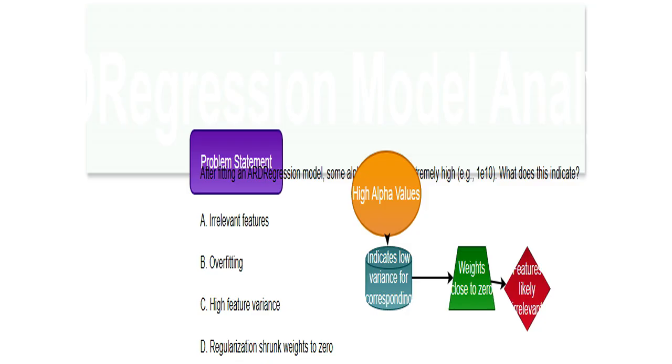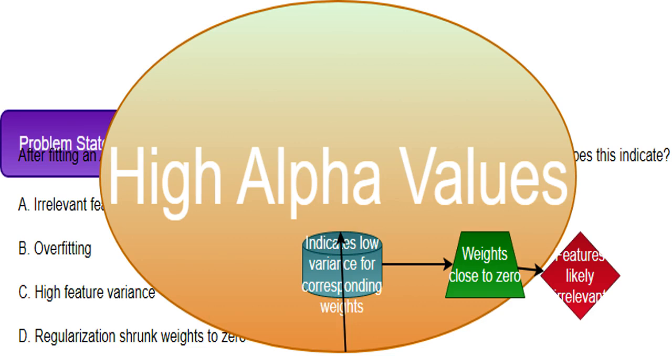I'm analyzing the results of an ARDRegression model, a type of regression that uses a Bayesian approach and automatically determines the relevance of features. It's like having a smart assistant that figures out which ingredients are truly important in a recipe. In ARDRegression, alpha represents the precision of each feature's weight, how certain we are about that weight. A high alpha indicates we're very certain, meaning a low variance for the weight itself.